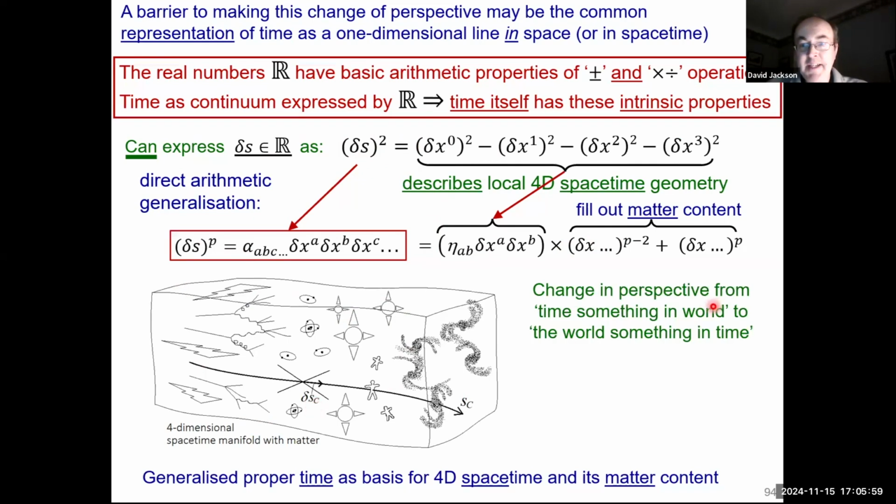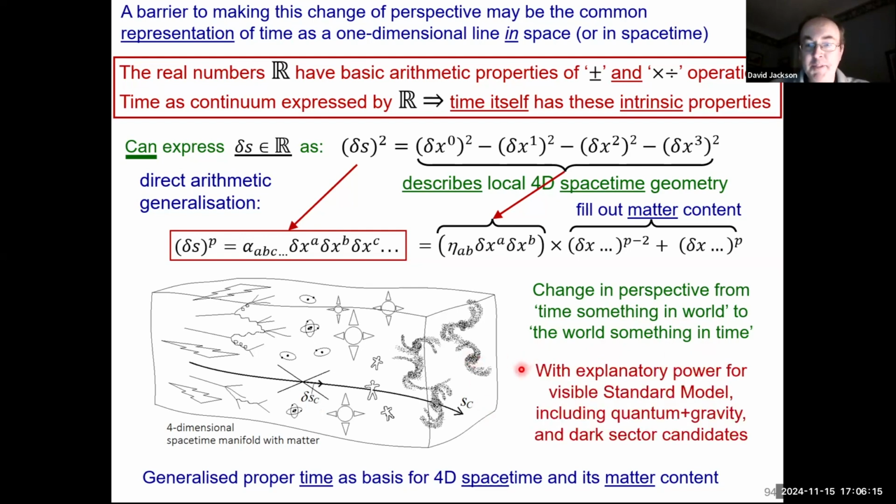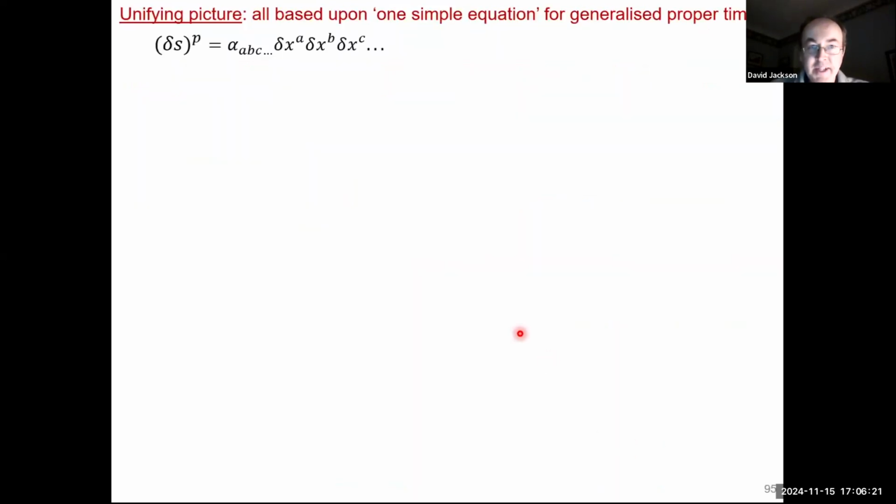So it's a kind of change in perspective from time being something in the world, which is very enigmatic when you try to point to what time is. The reason time is enigmatic is that within this theory, the world is rather something in time. Time is the big enveloping, unifying thing. And when you take this change in perspective, this seems to work very well for things like the standard model, quantum gravity, and the dark sector. So, final slide.